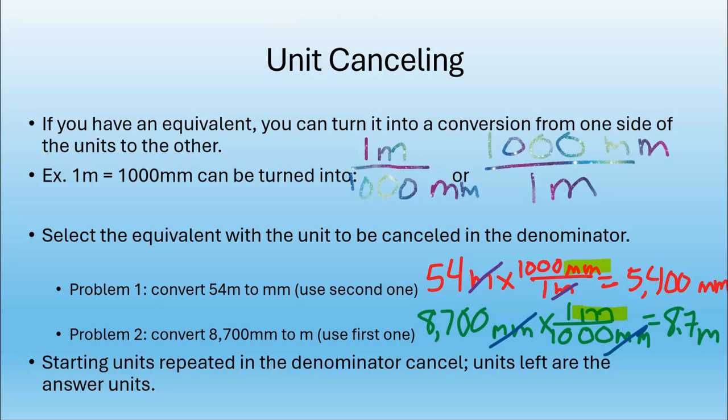Or if I wanted to do just the opposite and convert millimeters to meters, I could take my starting millimeters and multiply by 1 meter over 1,000 millimeters. My millimeters will cancel, and I would get 8.7 meters for my final unit. So the starting units, if they're repeated in the denominator, are going to cancel out, and the units that don't cancel will be the answer units.